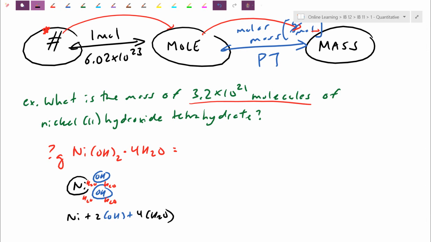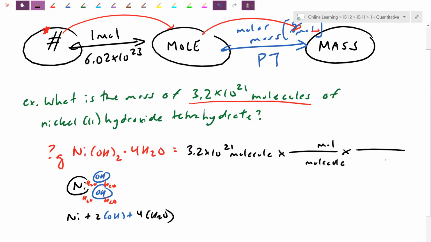We're looking for question mark grams. Always start off with the number given. So 3.2 times 10 to the 21. Currently, it's given to me as molecules. I know it's going to take 2 fractions. The first fraction will just get rid of the numbers, either molecules or atoms. We're going to divide by molecules down here. Let's just go through moles, and then as a second fraction, let's go moles to grams, and that's where we need this math.